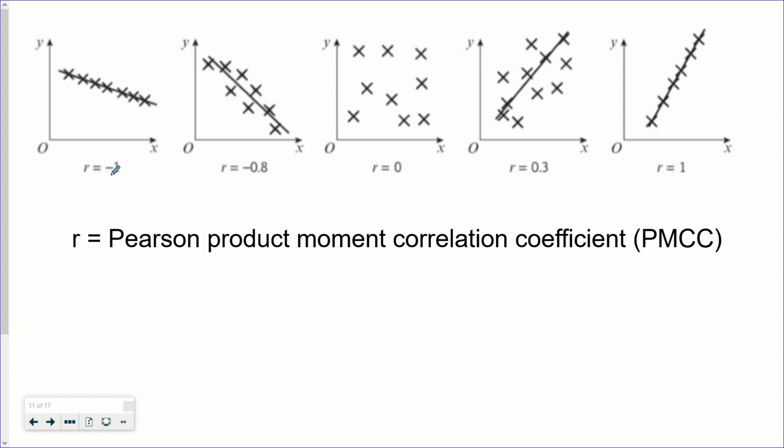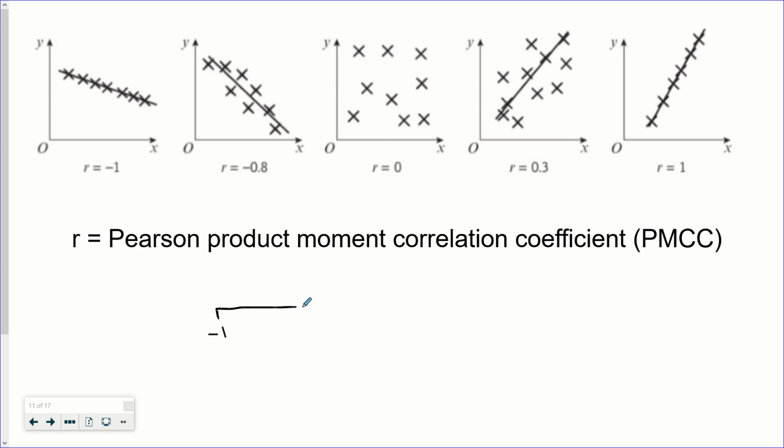Our PMCC equals -1. So when a correlation coefficient is equal to -1, it means that all the points in the scatter graph would lie in a perfect straight line with a negative correlation, so the straight line has a negative gradient. So that's the most extreme case when R equals -1.